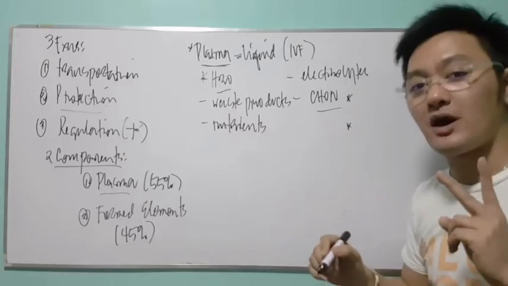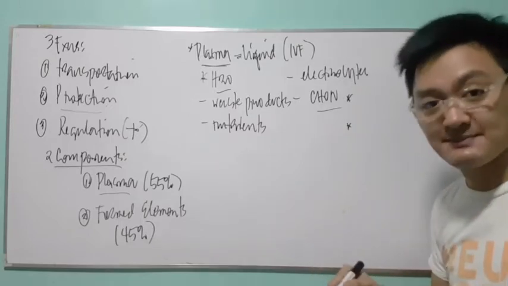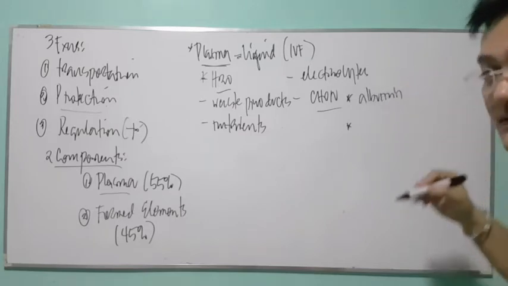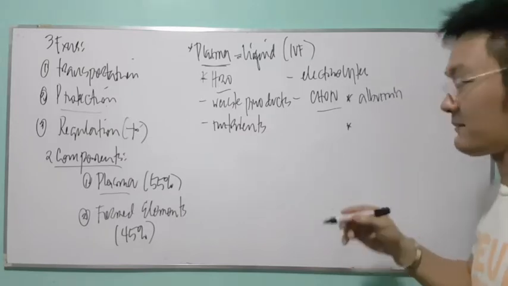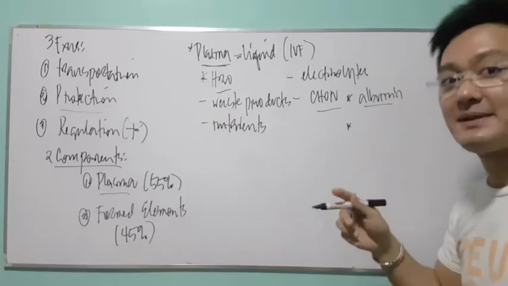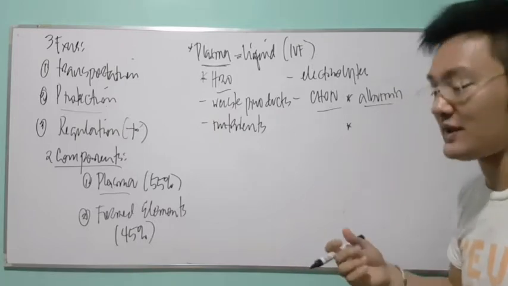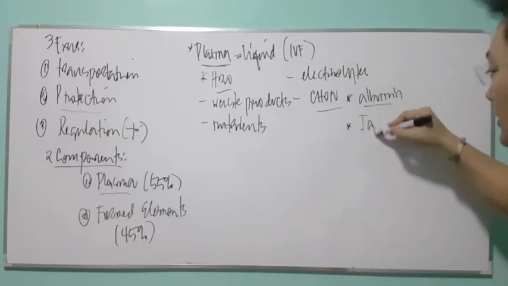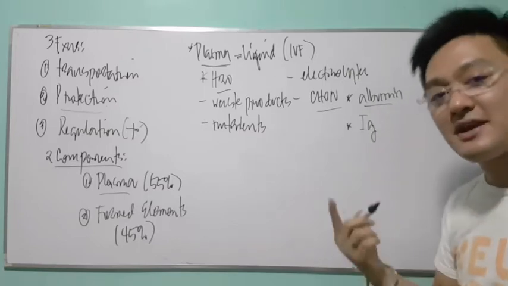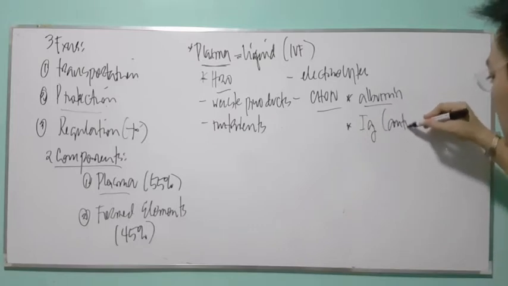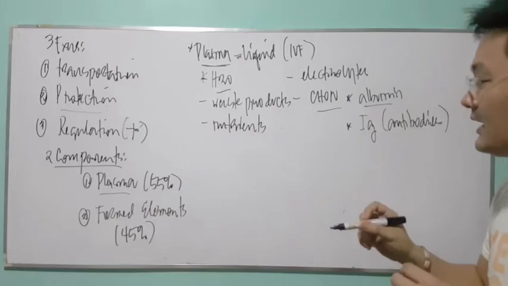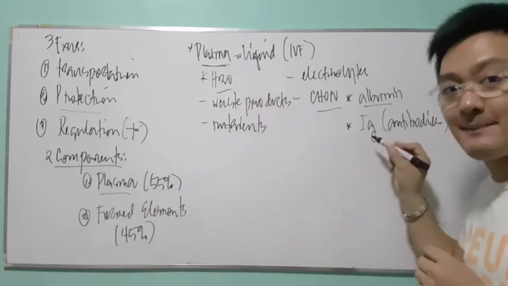There are two primary or abundant proteins that can be found in your plasma. First is what we call your albumin. Familiar with albumin? I hope so. Remember, albumin is a protein that maintains oncotic pressure. Another protein that can be found in the plasma is your immunoglobulins. Another name for immunoglobulin is antibodies. Remember, plasma contains antibodies.